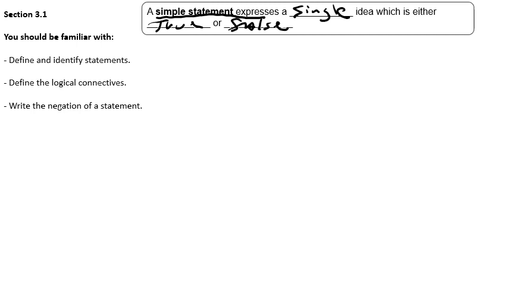Items which are not simple statements are questions. Did you walk the dog? That's a question. Go walk the dog. That's a command. Okay? So a simple statement is a statement expressing a single idea, and it's either true or false. We don't care if it's true or false. We just know it's either going to be true or false.